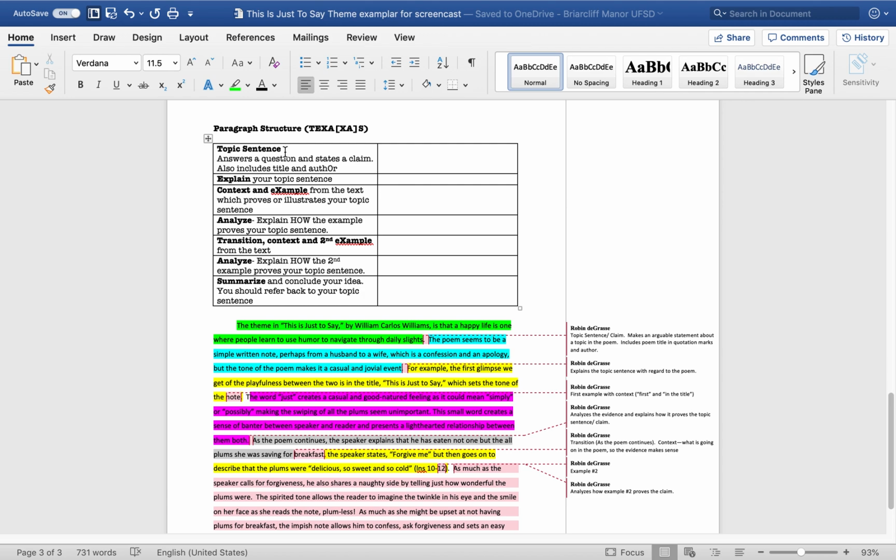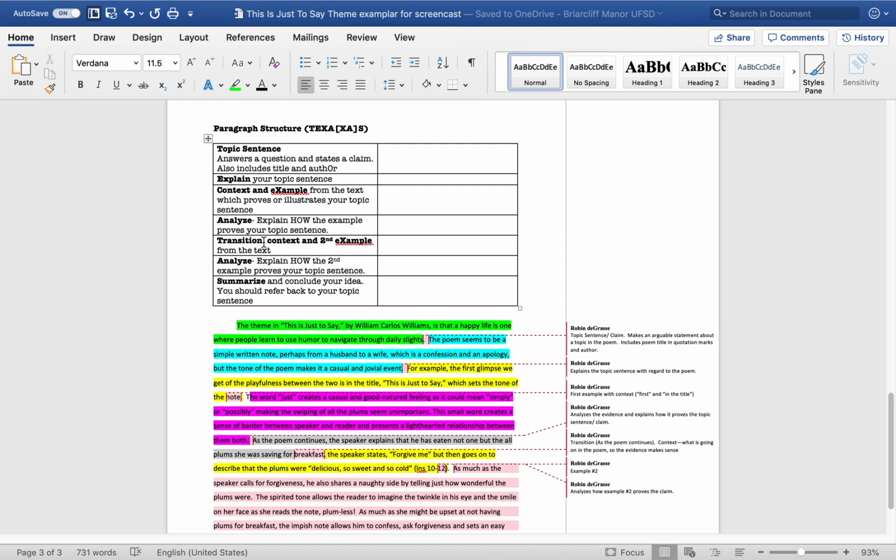T means the topic sentence, which answers a question and states a claim. It also includes a title and author. Interesting typo there. E, explain your topic sentence. X is example from the text, but in order to give an example, we also have to give that example some context. The example must also prove or illustrate this topic sentence up here. Then we analyze or explain how this example proves this topic sentence.